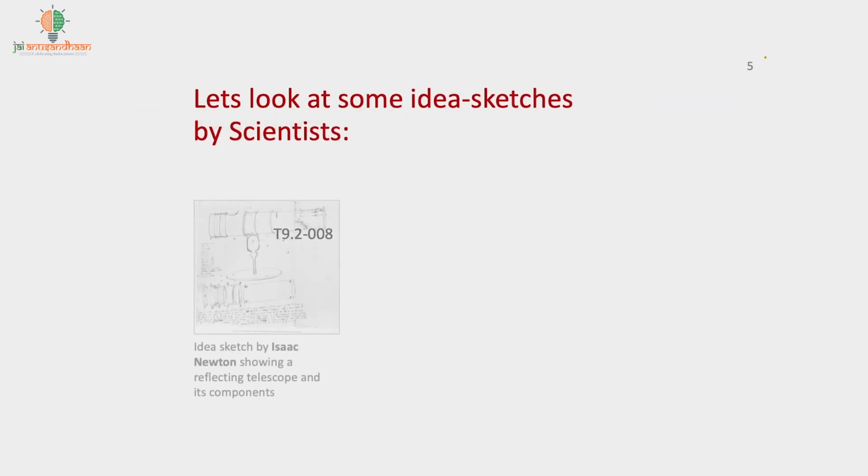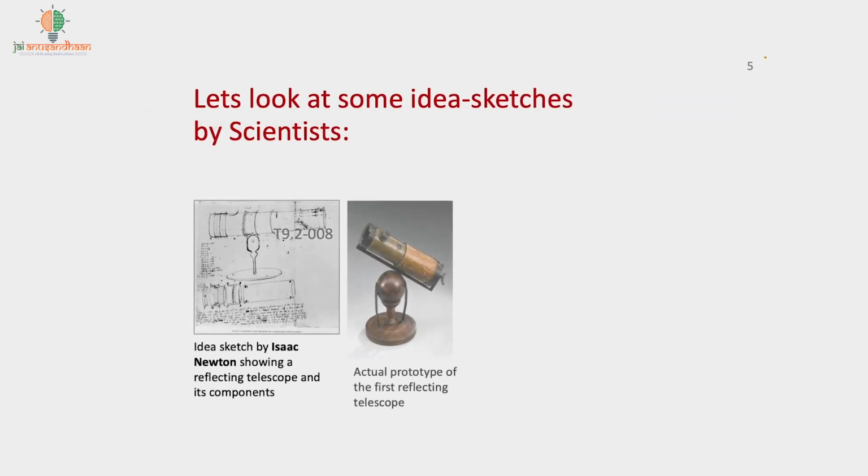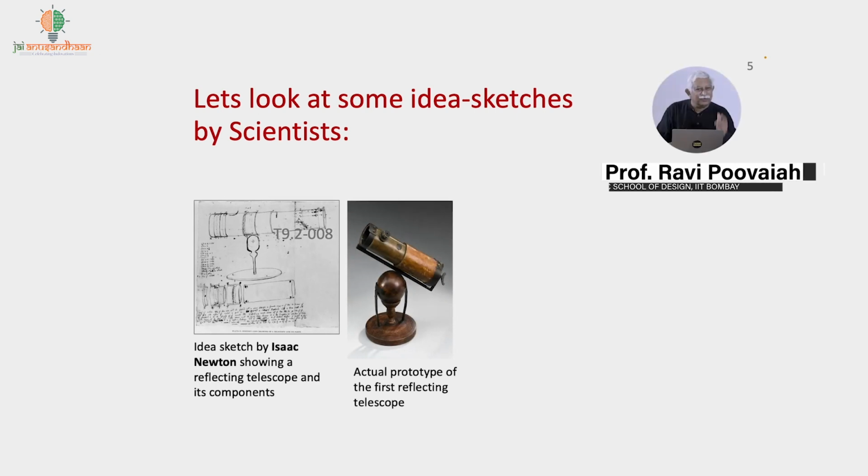Here is an idea sketch by Newton showing a reflecting telescope and its components. Look at his sketch. It explains the concept he was trying to do, the idea of the telescope before the telescope came into being. And that's the actual photograph of the prototype of the first reflecting telescope. You can see that it has been converted into reality, but as an ideation that served very well, because it actually explained the concepts through which the telescope works and the construction of it.